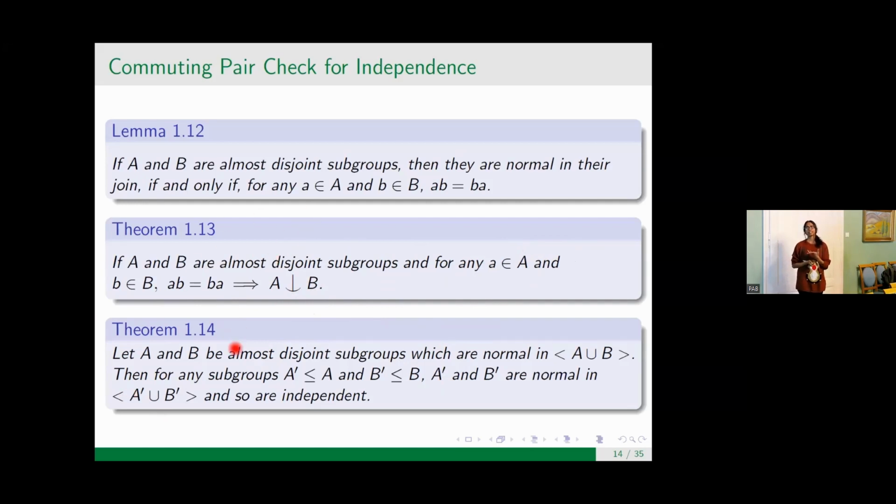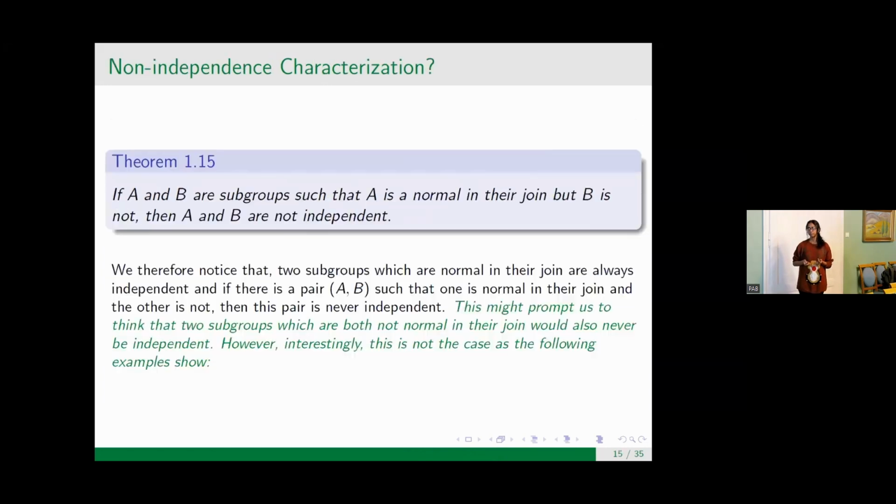Also, you get this nice result, which one would want. If A and B are almost disjoint subgroups which are normal in their join, then for any subgroup A' of A and B' of B, A' and B' are normal in their join automatically, because they will satisfy this, and so will be independent. So it would be downward closed in a way, which is something we would like for the general independence condition. But since you will see we don't have a characterization, it is not yet proven.